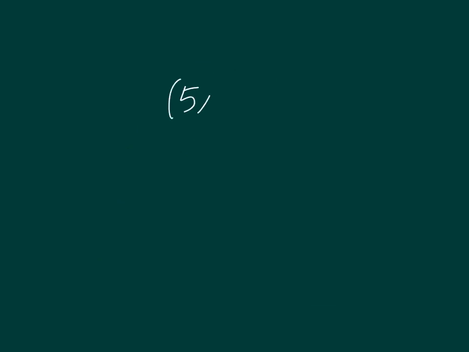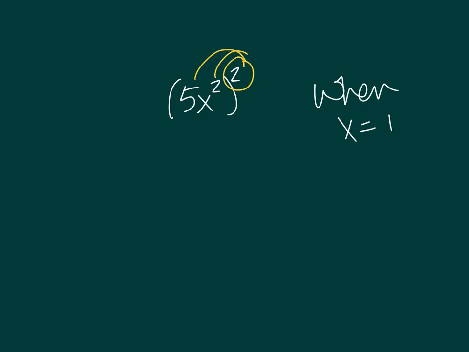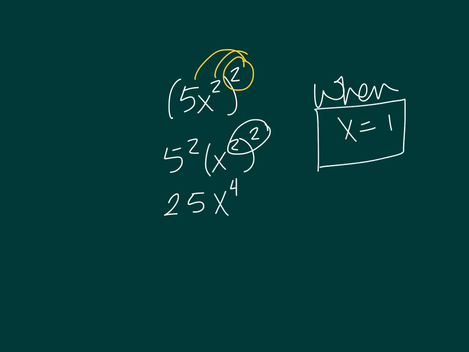All right, so here we have 5x squared, all squared, and they want you to evaluate when x equals 1. So the first thing you want to do, a lot of times, and sometimes it's not, sometimes you want to plug in 1 right away, but here what they want you to do is apply this exponent to both things first. So we have 5 squared and we have x squared squared. Remember, I'm using the bubble because I already have an exponent, so I don't want it to look like 22, so I put a parenthesis there. And then 5 squared is 25, and x squared squared, we multiply those, so we get x to the 4th.